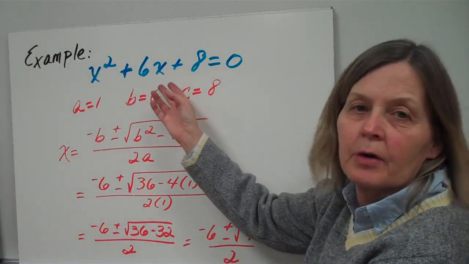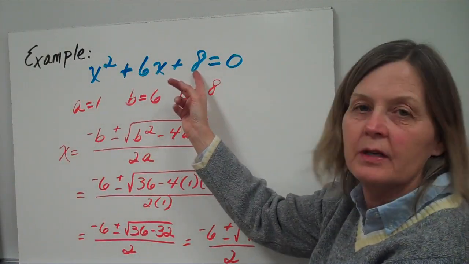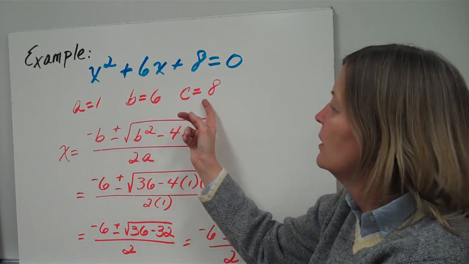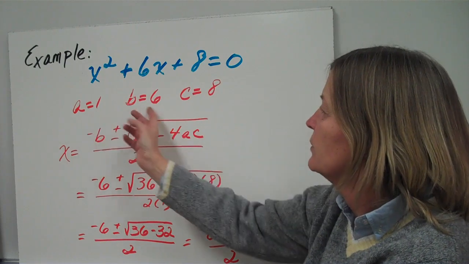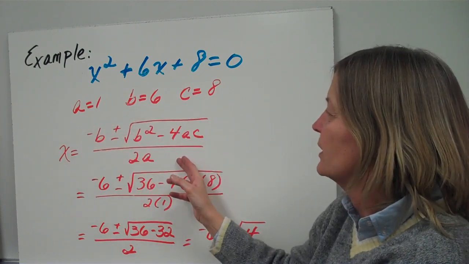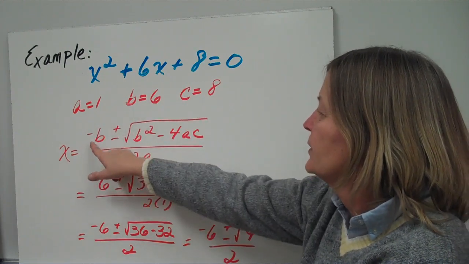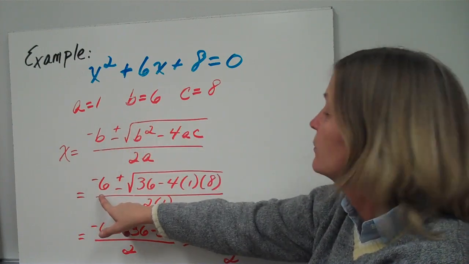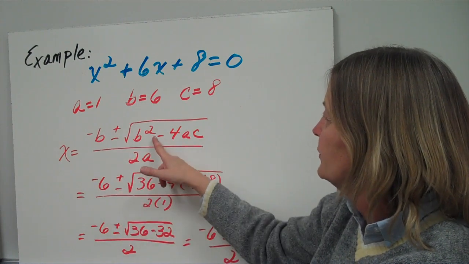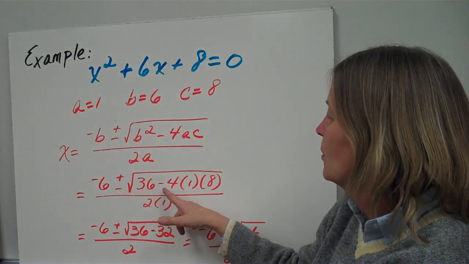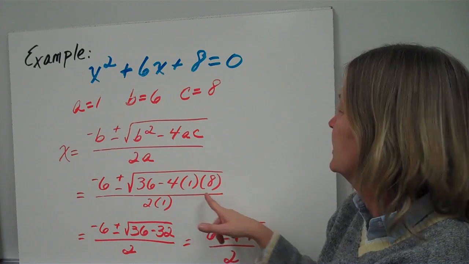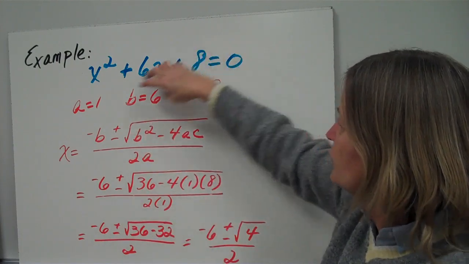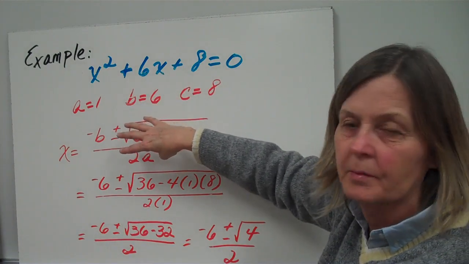So let's go back to our problem. x squared plus 6x plus 8 equals 0. We've established a is 1, b is 6, and c is 8. We're going to take these a, b, and c values and put them into this quadratic formula. So, opposite of b: if it's 6, we're going to put in a negative 6, plus or minus b squared, which is 36, minus 4 times a of 1 and c of 8, all over 2a. So we just take these three values and substitute them into the formula.